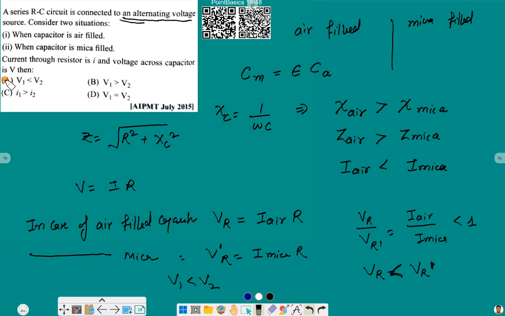That is option A for us. And for current, this will be I1 lesser than I2, and we don't have this relation. We have been given the inverse relation. I1 is greater than I2 is given, so that is wrong. So option A will be the right answer here. Let's move to the next one.